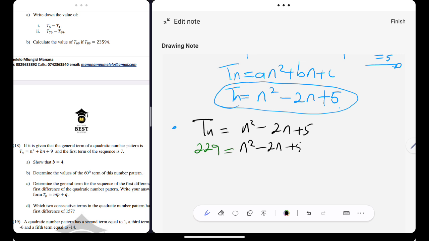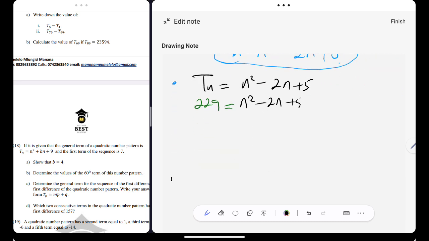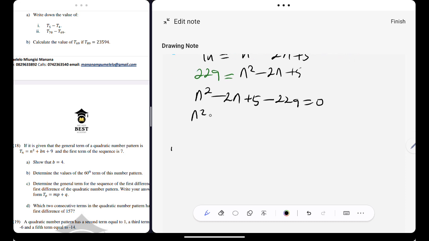If you're still struggling with solving quadratic equations, don't be shy. Go back to the first 2 videos whereby I teach you how to factorize from scratch and how to solve quadratic equations. In this case I just need to put everything in standard form. n squared minus 2n plus 5 minus 229 is equal to 0. Therefore n squared minus 2n minus 224 is equal to 0.